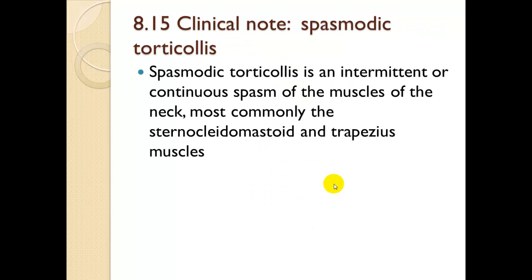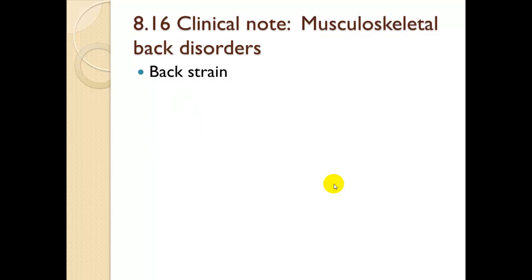Clinical note, spasmodic torticollis. Spasmodic torticollis is an intermittent or continuous spasm of the muscles in the neck, most commonly the sternocleidomastoid and trapezius muscles. So this means that essentially your neck muscles that attach your head are going to spasm up and stay that way. Now that would probably be pretty painful. Continuous spasm, not just one spasm, but continuous.